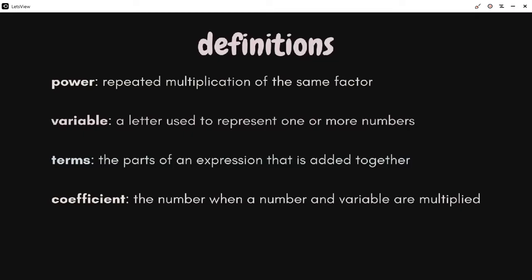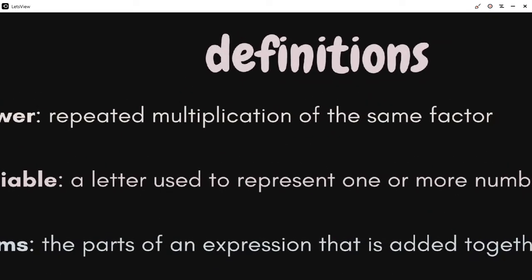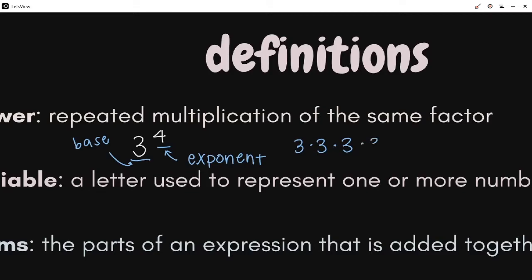The power is repeated multiplication of the same factor. So, for example, if we have 3 to the 4th power, the 4 is called the exponent, and the 3 is the base. So this just means we're going to multiply 3 times 3 times 3 times 3. So I'll multiply 3 by itself 4 times.